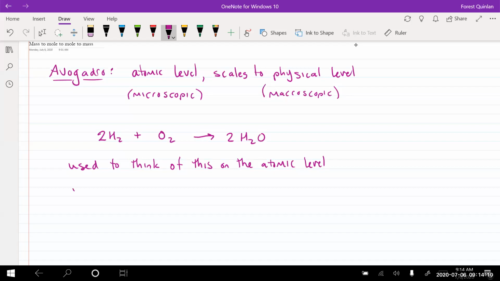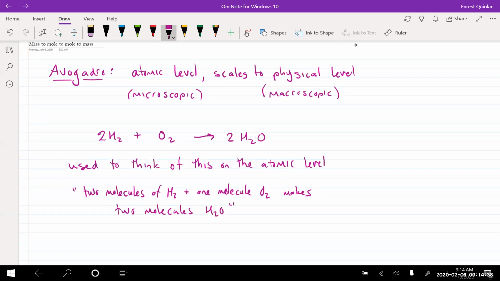Meaning, we used to say two molecules of H2 plus one molecule O2 makes two molecules of H2O. So in the back of our heads, when we started balancing all these equations, we were probably almost to the person thinking of this on the atomic level. Just a couple of molecules, we had another molecule, make a couple more.